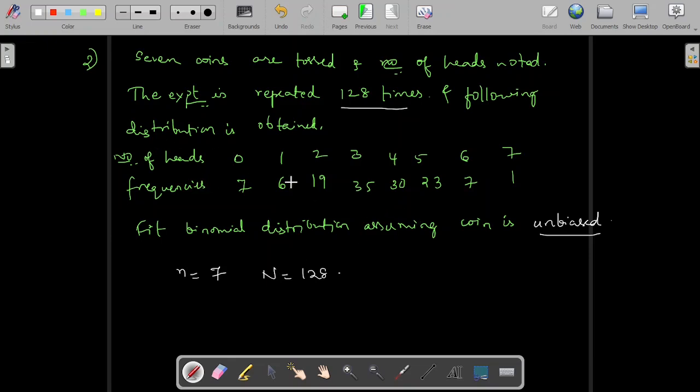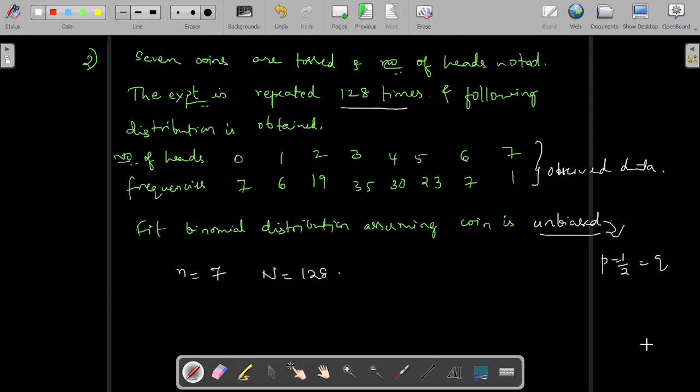So here the frequency distribution is given, number of heads and frequencies. This is the observed data. After conducting the experiment, this is the observed data. Now we have to fit our theoretical data to this given data. So fit binomial distribution assuming the coin is unbiased. This is given now. Unbiased means what is the probability of getting head? Half. Probability of getting tail is also half. Okay, because unbiased coin means your normal coin.